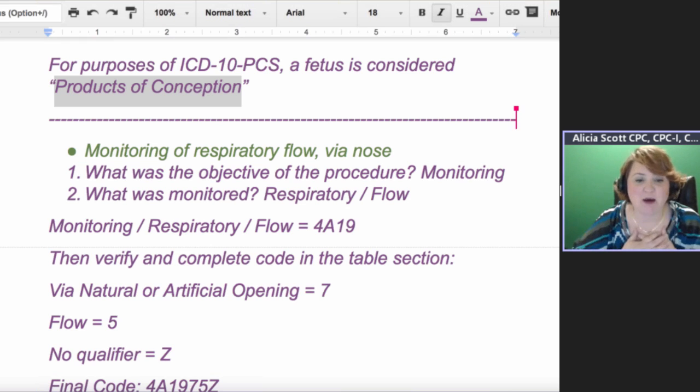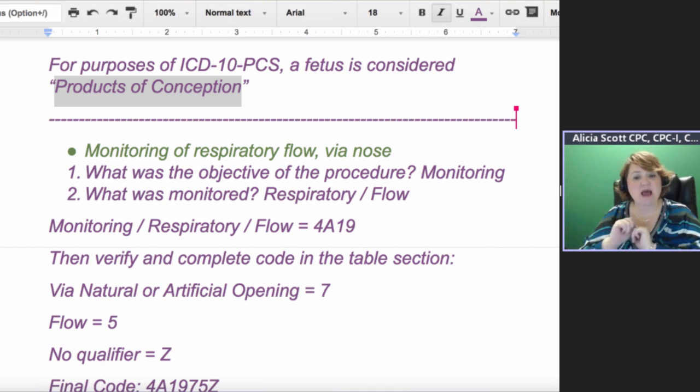Here's one that's very common again, monitoring of respiratory flow via nasal cannula. The objective, we're monitoring, right? What are we doing? Respiratory is the body system, and then for what? The flow. So monitoring respiratory and flow gives us the codes 4A19. So we'd look in the index, monitoring, then go into respiratory and flow. That gets us to the section 4A19.